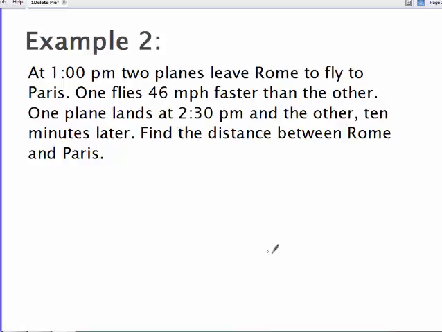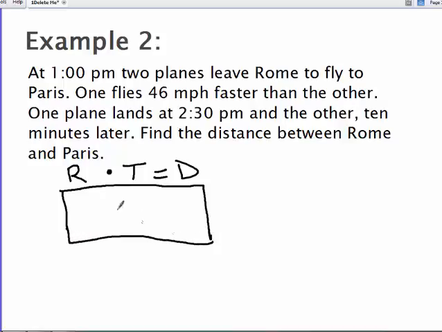As you read this problem, you should be picking out that we have something to do with time and something to do with rate. And the question asks us about distance. Those should be some of your key indicators that this is a rate times time equals distance problem. So I would set up an organization chart here to organize some of the information that we have.